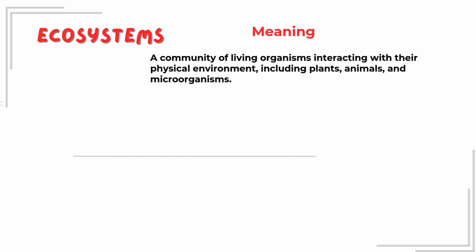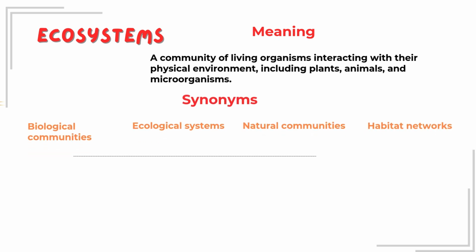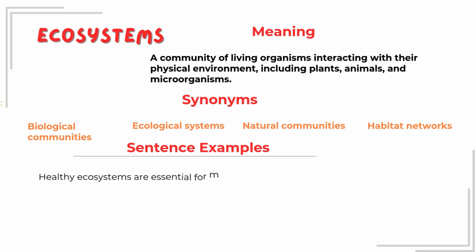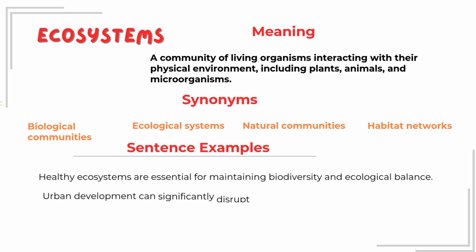Ecosystems. A community of living organisms interacting with their physical environment, including plants, animals, and microorganisms. Biological communities. Ecological systems. Natural communities. Habitat networks. Healthy ecosystems are essential for maintaining biodiversity and ecological balance.